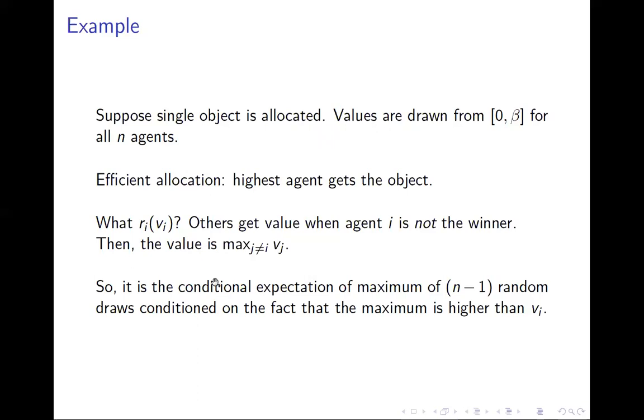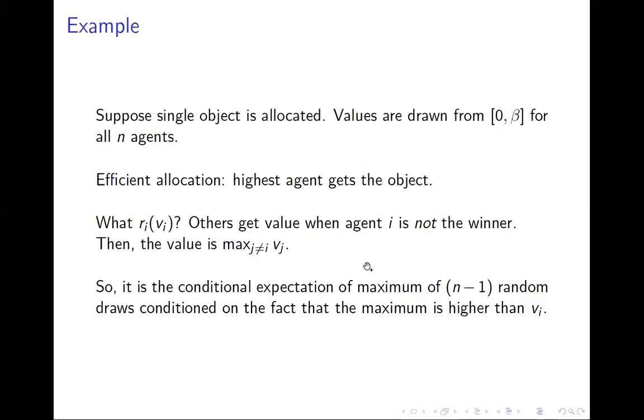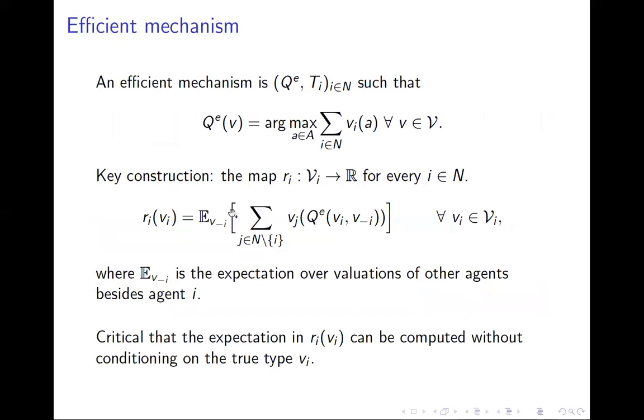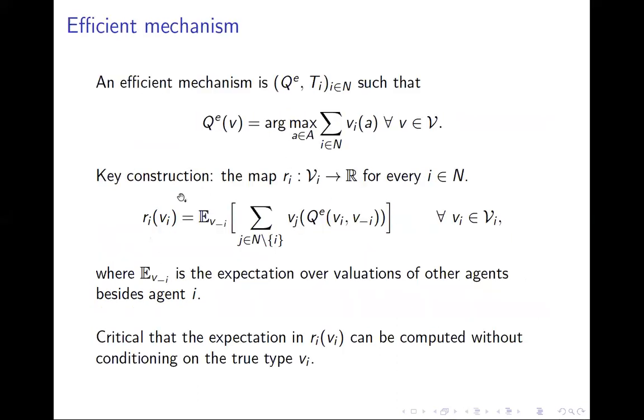Then the value is basically the max over j not equal to i of v_j. So this summation is basically the max over j not equal to i. This expectation is basically the expectation of the maximum of n minus 1 random draws, conditional on the fact that the maximum is higher than v_i. That's what this term will look like.